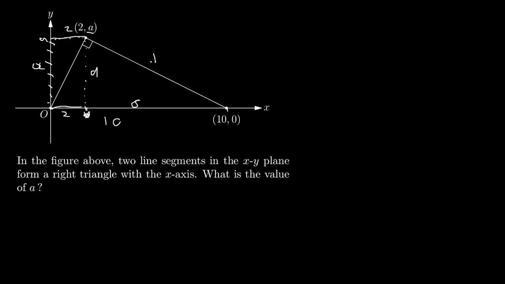So this line, let's call it x. X would be equal to the square root of, if we have a look at this right triangle, the square root of a squared plus 8 squared, which is 64. Okay, let's call this y. Y would be equal to the square root of a squared plus 2 squared, which is 4.